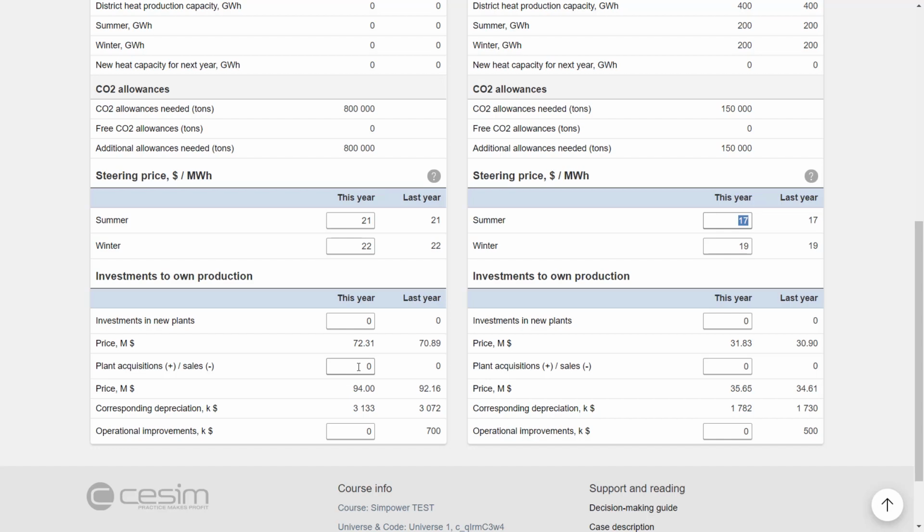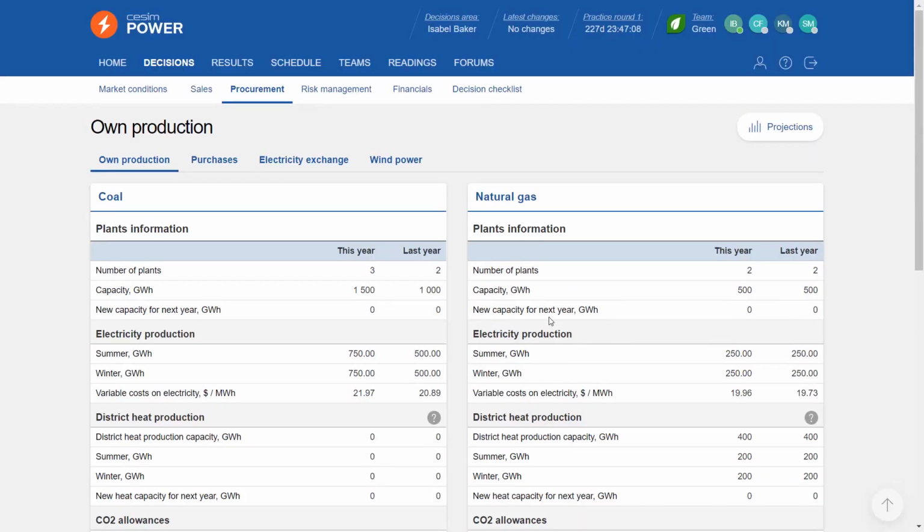So here, for example, if we would want to sell one coal plant, we can put -1 here, and if we buy one, we put 1, and then we buy it at the price that is given here. And the operational improvements decision is done here, and this will influence the other variable costs of production. This will not influence the cost of fuel, but it will influence the other variable costs in our production processes.